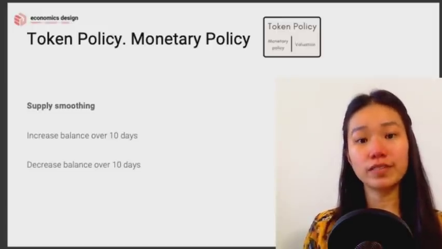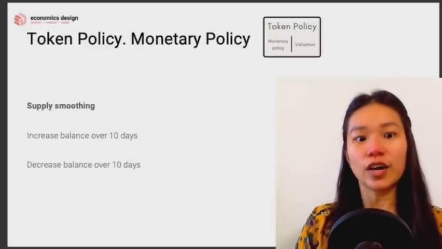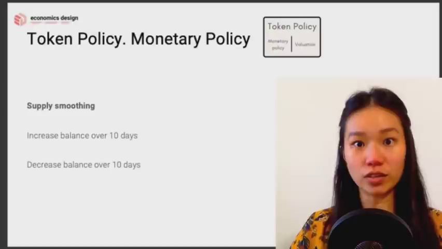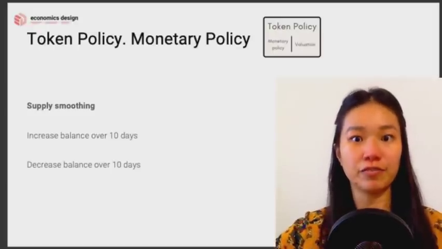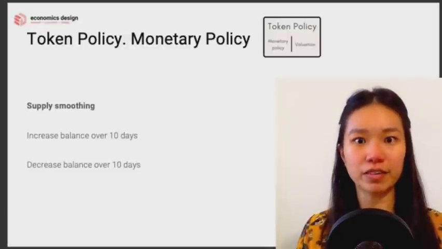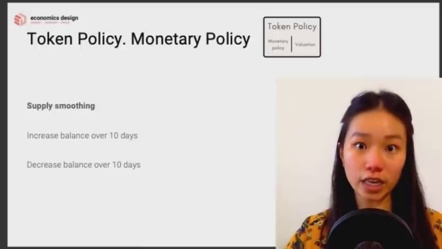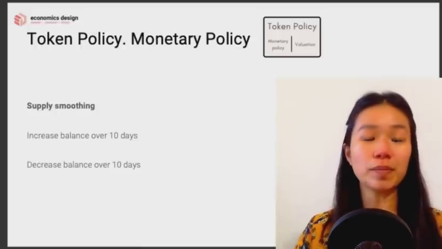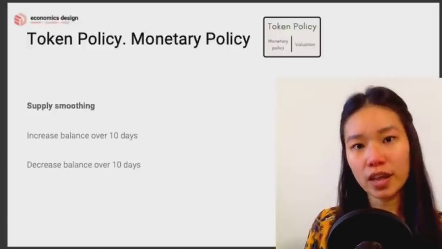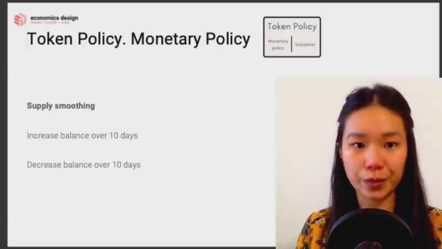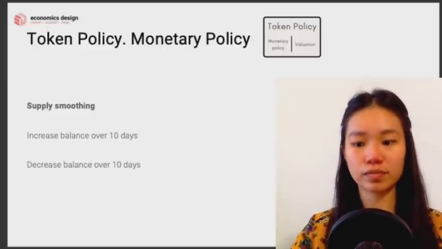In economics, we have this thing called supply smoothing. Because if the price increased by 50%, you can't expect the tokens in your wallet to increase by 50% the very next day, or decrease by 50% the very next day. It's too much of a shock. It would have huge implications in the economic fluctuation part and a lot of other aspects. So we want to minimize that. How do we do that? We do this thing called supply smoothing. We increase and decrease the balance over a period of 10 days.